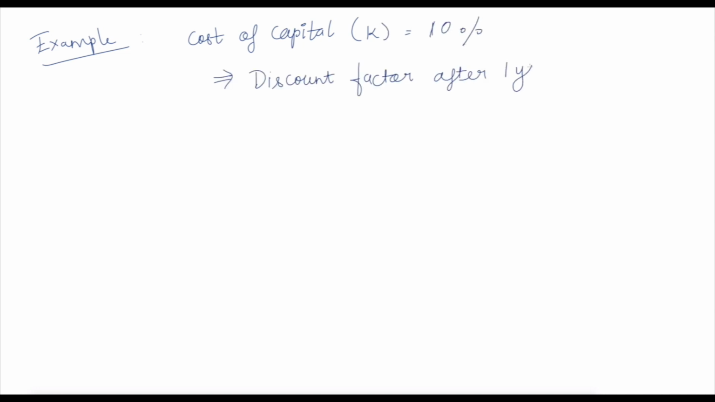So discount factor after 1 year. So I just came to know that after 1 year I am just going to receive some amount. So what will be that amount if I receive today? That is the concept here. So 1 divided by (1 plus 0.10) the whole power 1. It is nothing but 0.909. Guys, it's very simple.